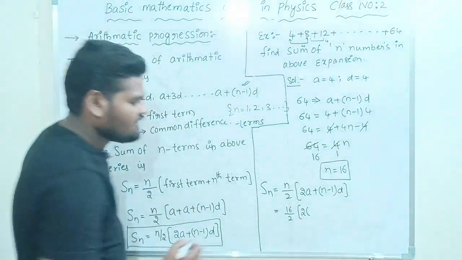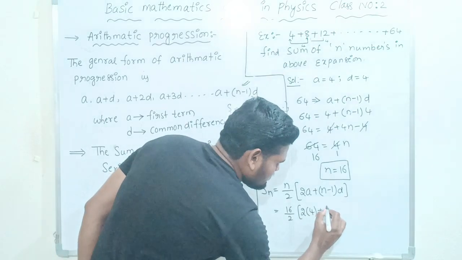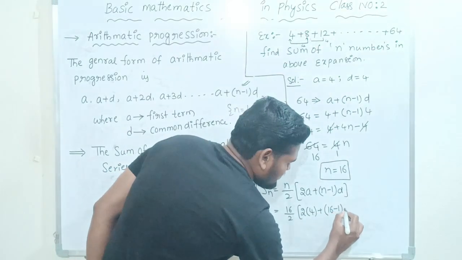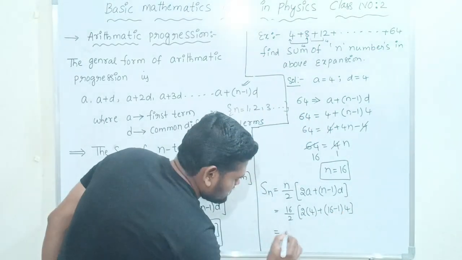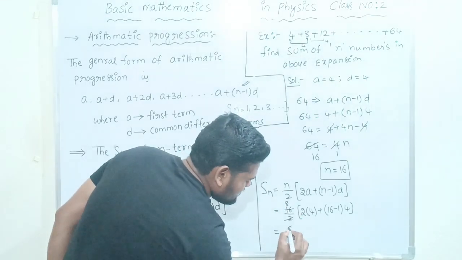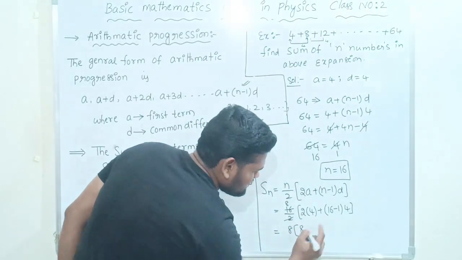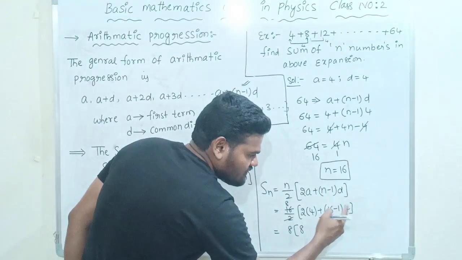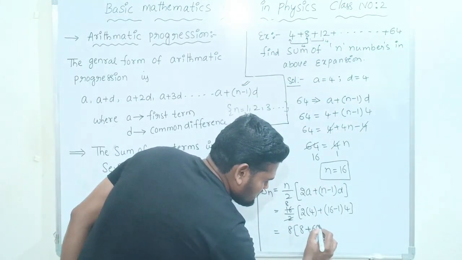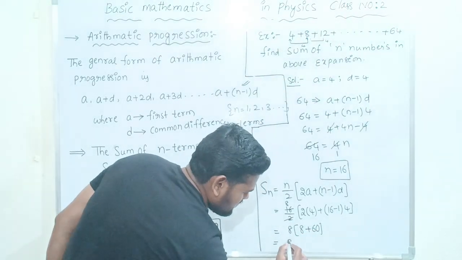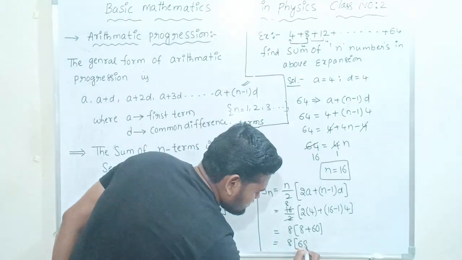What is the value of a? 4 plus n is 16 minus 1 into d is also 4. So 2 ones are 2, 2 eights are 8, 4 twos are 8. 16 minus 1 is 15. 15 fours are 60. So which is equal to 8 into 68.